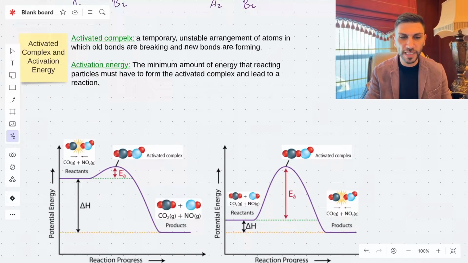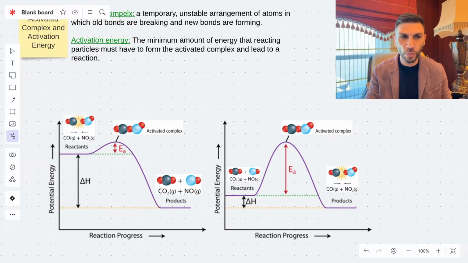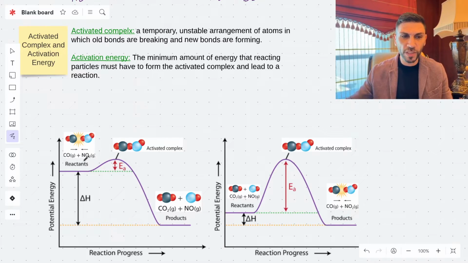We will get a better understanding when we study this graph. So in this graph, for example, CO is reacting with NO2. These are the reactants, and they have specific energy. It's right here. Now, when you give the reactants the minimum energy in order to create the activated complex, we call this energy EA, which is the activation energy. So basically here, the difference between the reactant and the activated complex energy is called the activation energy. That is the minimum amount of energy for the reaction to occur.